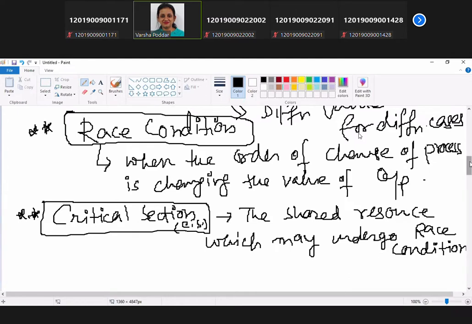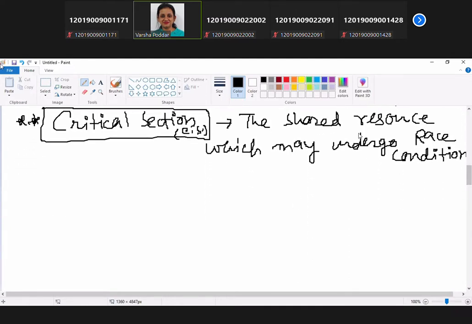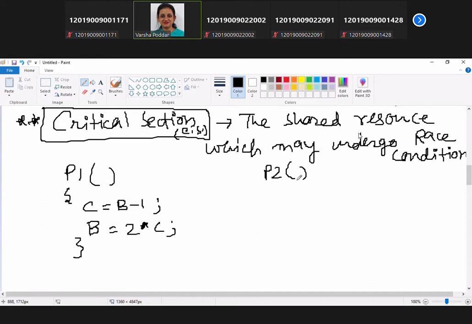Now see, if you consider P1 as an example, suppose I'm taking it from your book only. 2 into B.